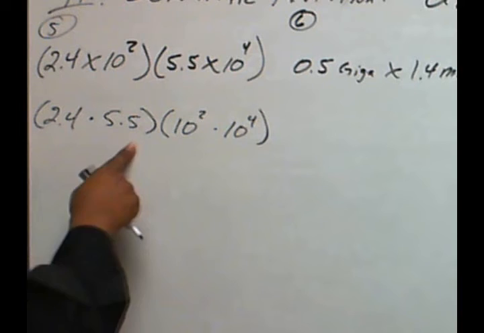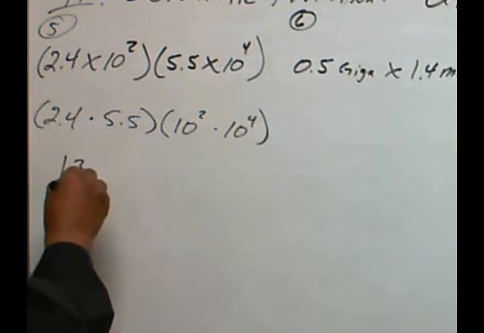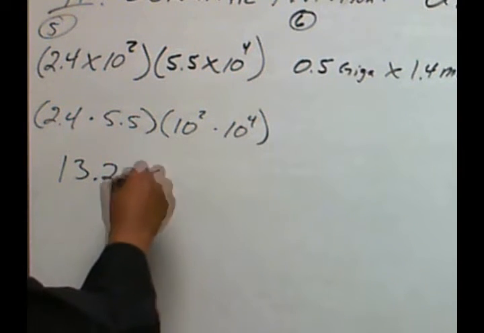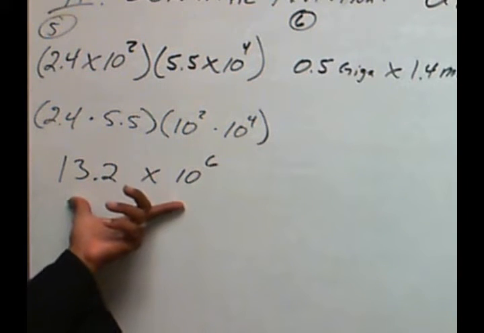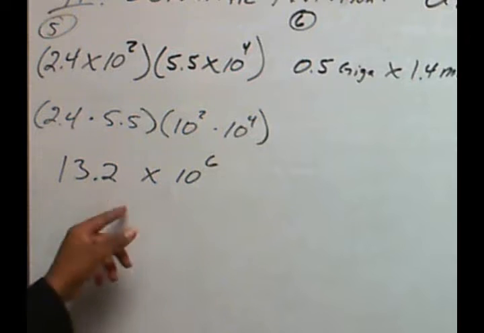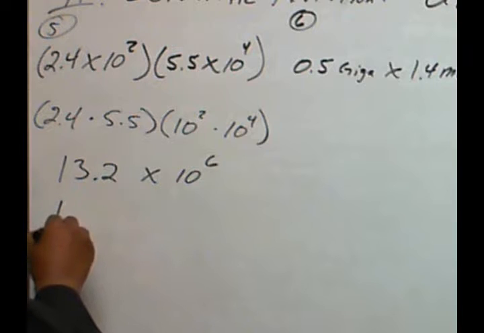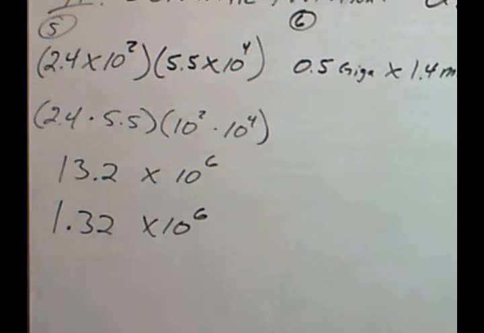So I'm rearranging these, or regrouping them. Okay, so I'm going to multiply these two together, which is 2.4 times 5.5. And what I get here is 13.2. When we multiply common bases, we add exponents. So this will be times 10 to the 6th power. This solution here is not in scientific notation. I need to have the decimal behind the first digit. So let's move it. So 1.32 times 10 to the 6th power.